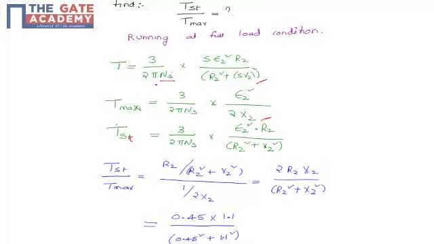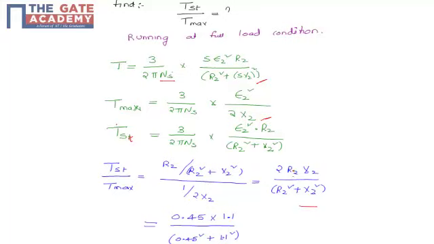So we know the values of starting torque and maximum torque, and then we can find the ratio. The ratio TST to T maximum is equal to, substituting the starting torque, 3 by 2 pi ns into E2 square R2 by R2 square plus X2 square, divided by the maximum torque, 3 by 2 pi ns into E2 square by 2x2. After solving, the common terms get cancelled. We get R2 by R2 square plus X2 square, divided by 1 by 2x2, which gives 2 R2 X2 by R2 square plus X2 square.